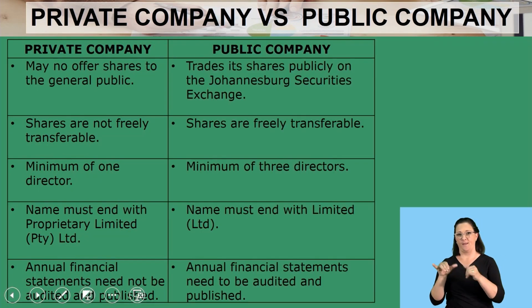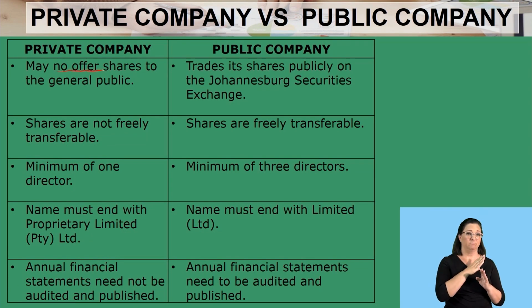Now, let us look into the differences between a private company and a public company. This now is your difference. Your private company may not offer shares to the general public. But your public company trades its shares publicly on the Johannesburg Securities Exchange. So they are allowed to sell to the public, but the private company may not do so. Shares are not freely transferable for a private company, but with the public company, shares are freely transferable.